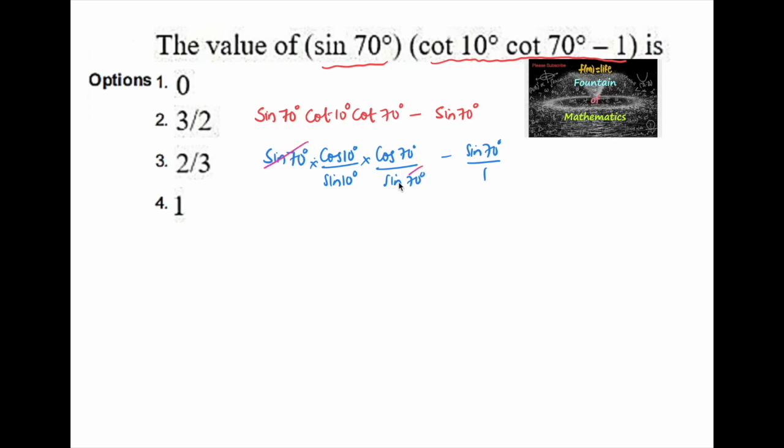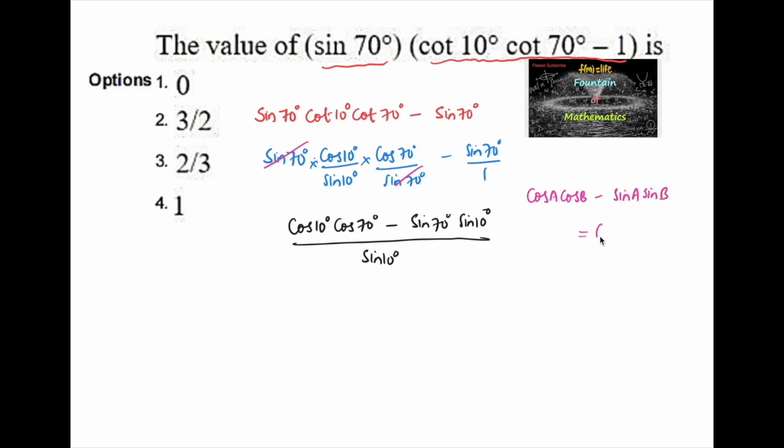So here we can cancel sine 70 degrees, and by taking LCM, we can write cos 10 degrees into cos 70 degrees minus sine 70 degrees into sine 10 degrees divided by sine 10 degrees. So numerator is in the form cos A cos B minus sin A sin B, which is equal to cos A plus B. So here we can write cos of 10 degrees plus 70 degrees divided by sin 10 degrees, which is equal to cos 80 degrees divided by sin 10 degrees. And 80 and 10 are complementary angles.